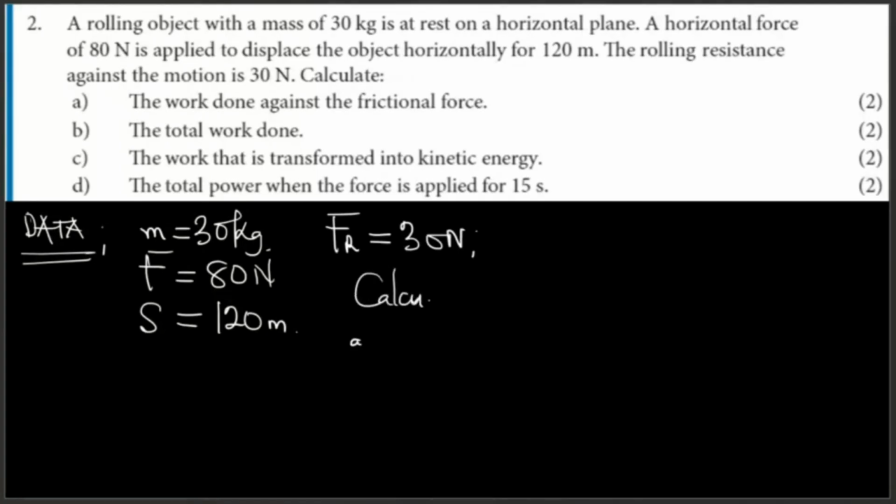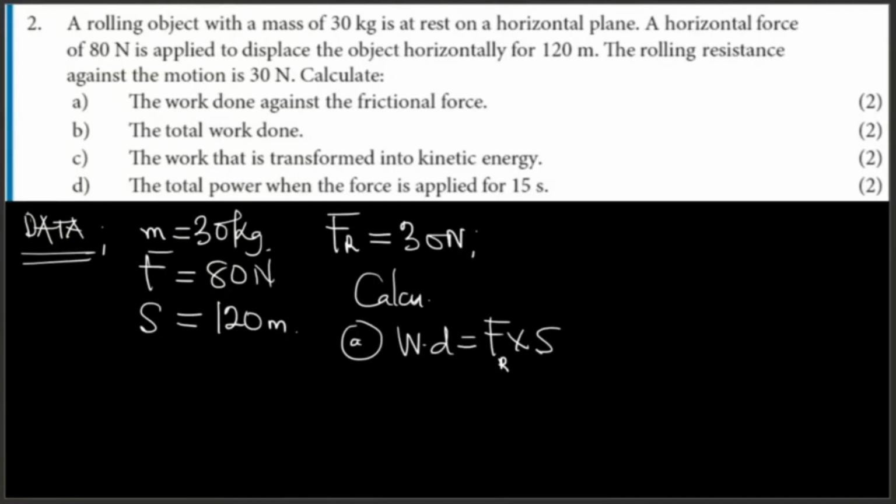We are to calculate the work done against frictional force. Now we know that work done is force times distance. Now, because we are to calculate the work done against frictional force, we're going to define this force now. So it's going to be the resistance force multiplied by distance.